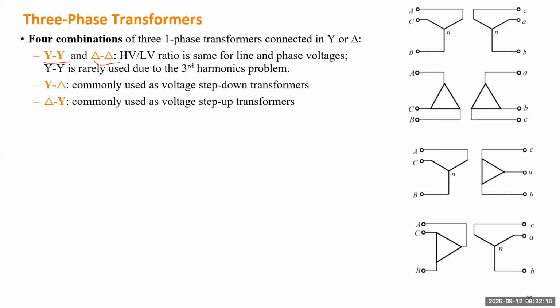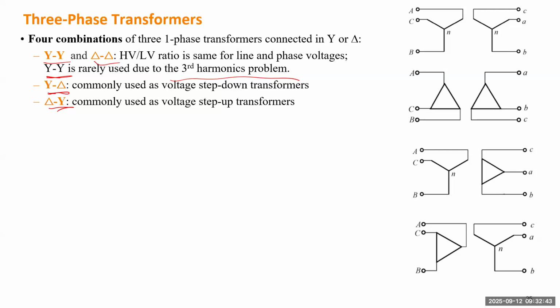Unfortunately, Y to Y is actually the easiest one for any calculation, but Y to Y is rarely used in practice because it has a lot of third-order harmonic issues. I'll talk about that shortly. Y to delta and delta to Y connections are more common in actual transformers.